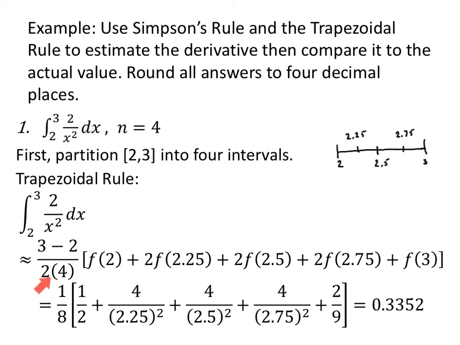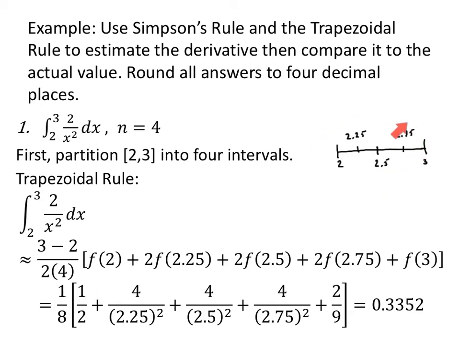My trapezoidal rule says b minus a over 2 times n, f of 2 plus 2 times f of 2.25, 2 times f of 2.5 and 2 times f of 2.75 plus f of 3.